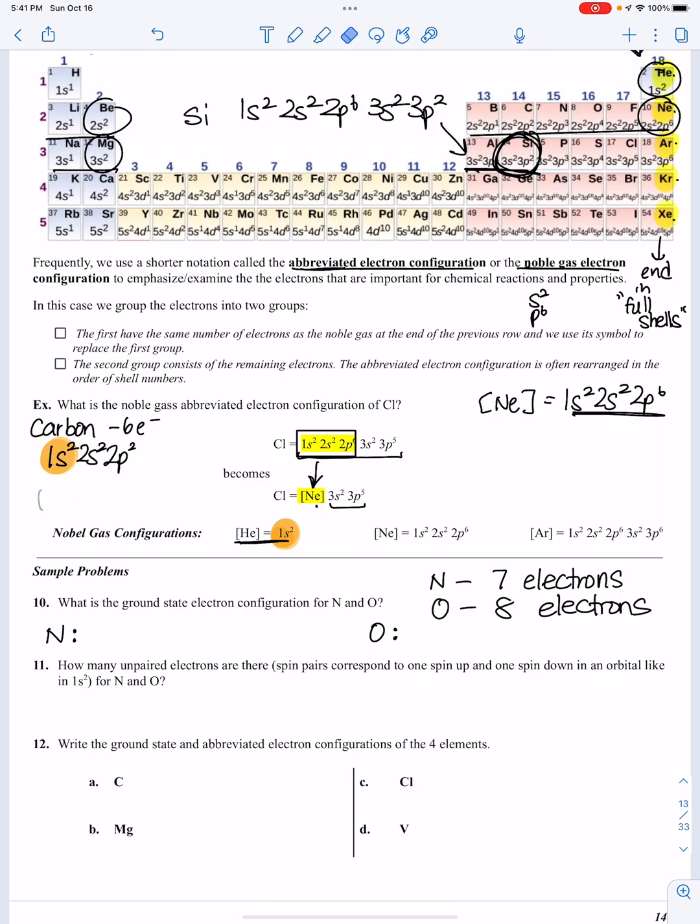Showing you that orange here is 1s2. And then I'll write the rest, 2s2, 2p2. Boom, that would be the noble gas configuration for carbon.